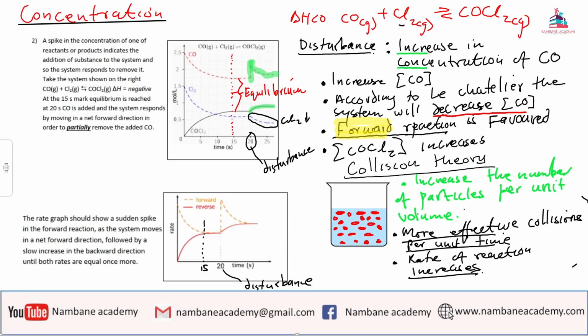why the forward reaction is favored. Because it basically just says here the rate of the graph should not show a sudden spike in the forward reaction. But why? The system moves in a net forward direction, followed by a slow increase in the backward direction until both. Exactly, it's what the graph says. But why did the forward reaction have such a huge spike, not the reverse? Application of Le Chatelier together with the collision theory.